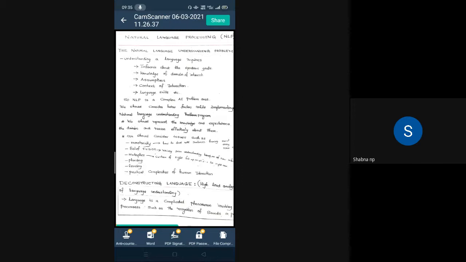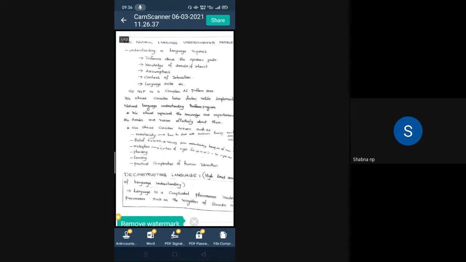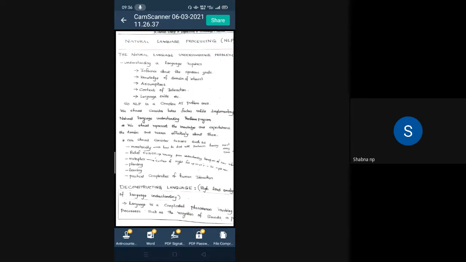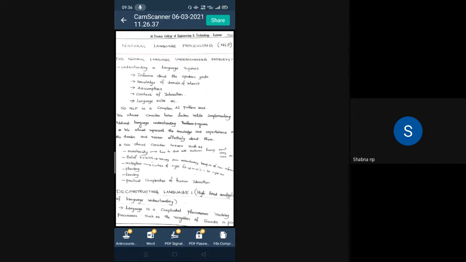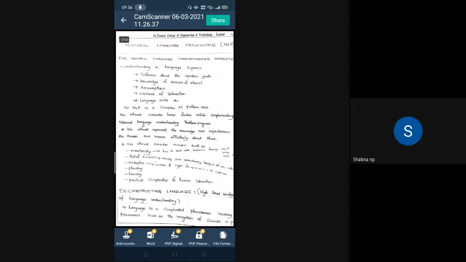We should consider the below factors while discussing or while writing the natural language understanding program. So which are the below factors? Monotonicity, belief revision, metaphor, planning, learning, practical complexities of human interaction. So we need to consider all these.